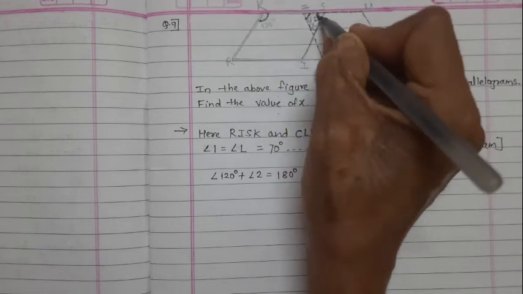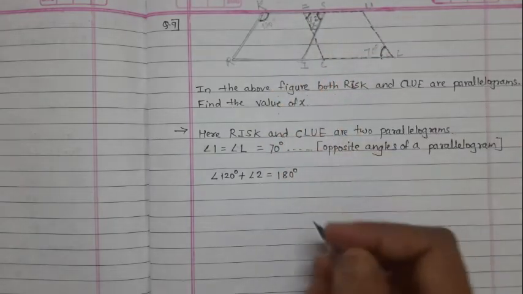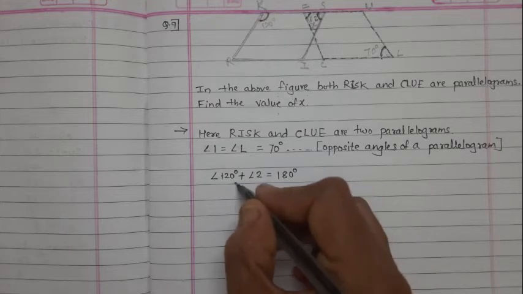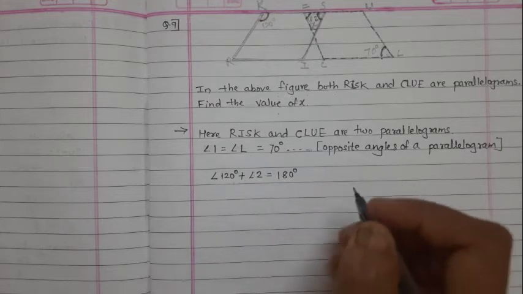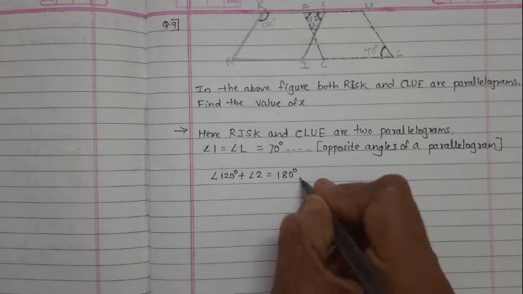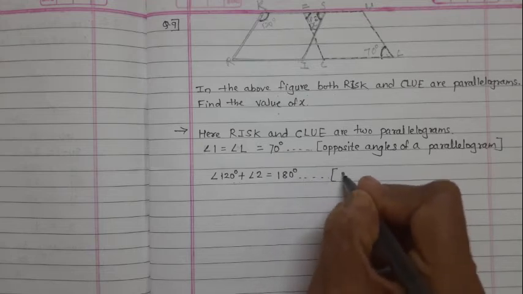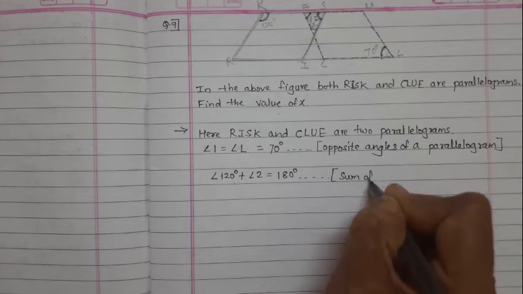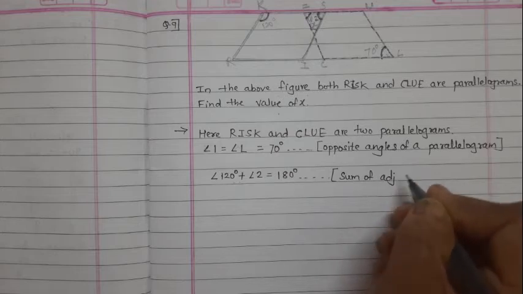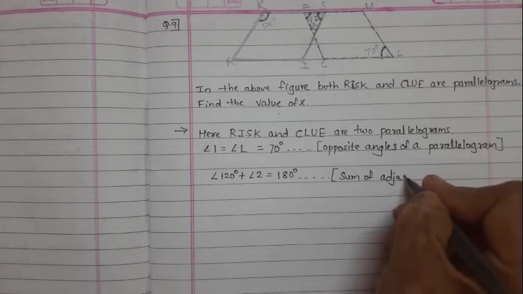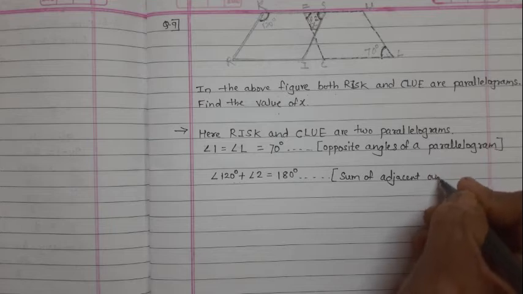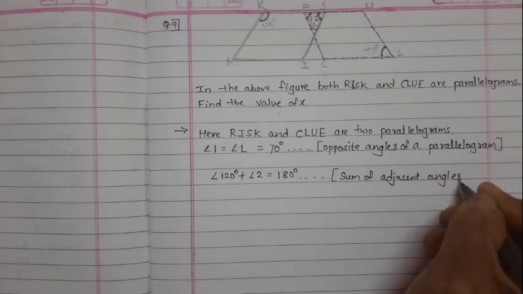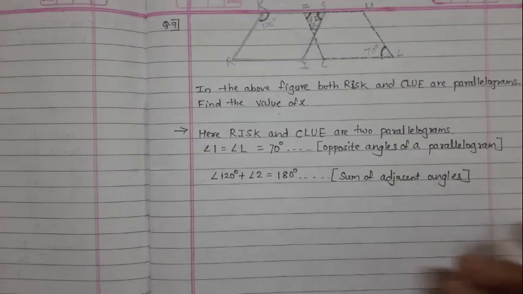So these angles are adjacent angles. So the sum of the adjacent angles is 180 degrees. Here I will write: sum of adjacent angles is 180 degree.